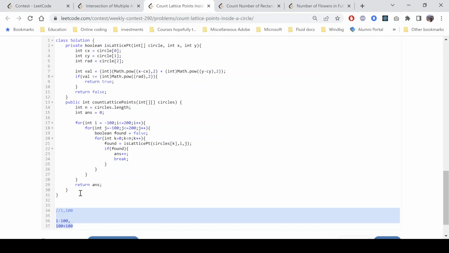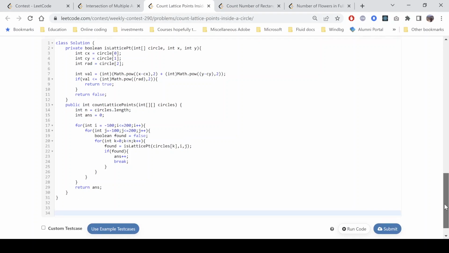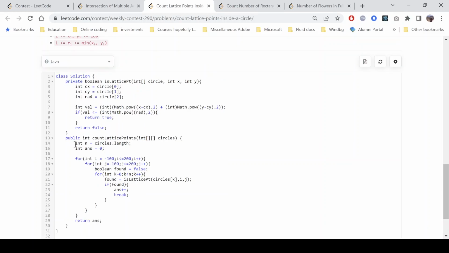So we are doing a brute force here because the constraints are pretty low. All we need to do is run a loop from minus 100 to 200. So we are running a nested loop. The first one is for the x coordinate: what are the possible values of the x coordinate? The second one is for the y coordinate. As we saw in the explanation, it could go from -100 to 200. Actually it should go from -999, but I've taken -100.